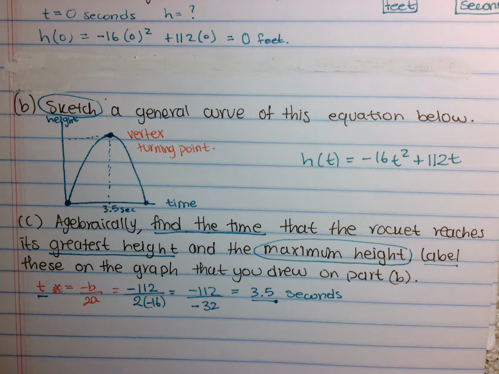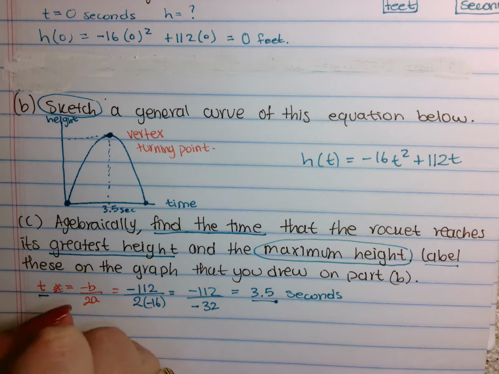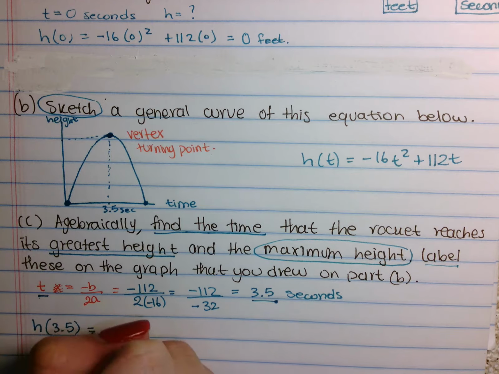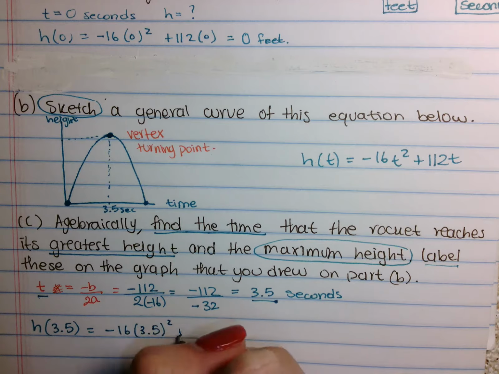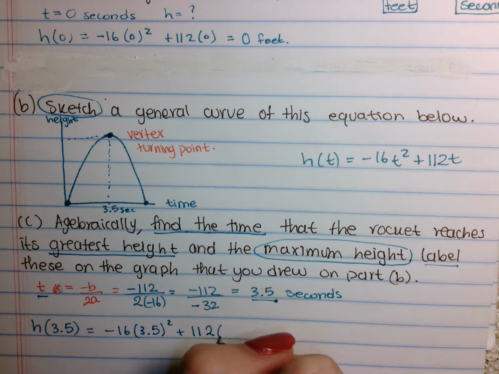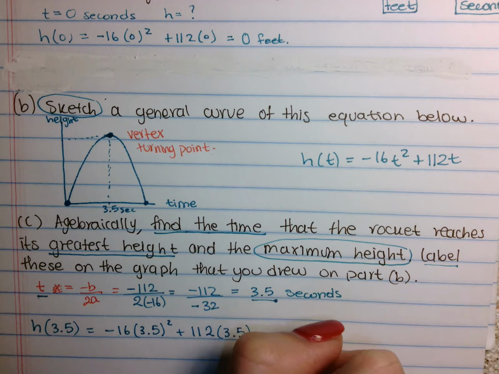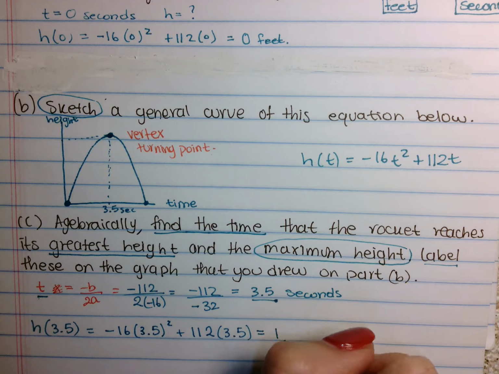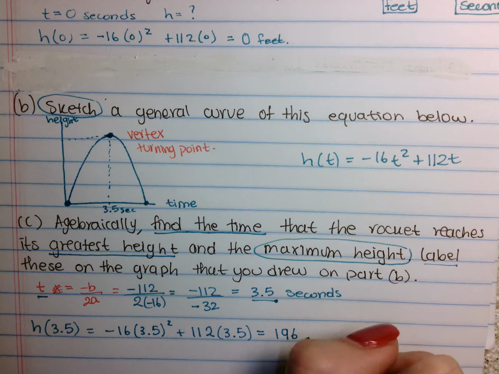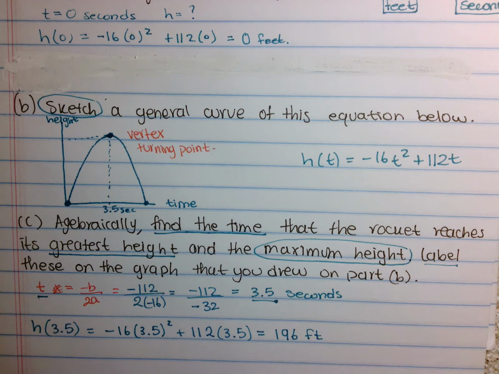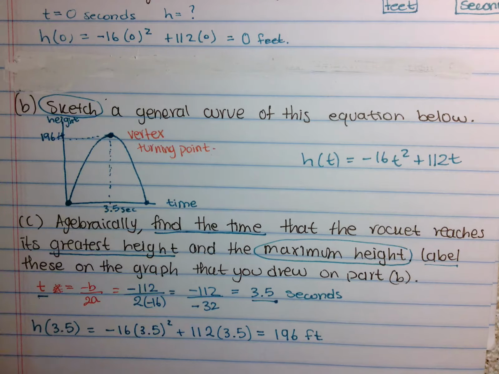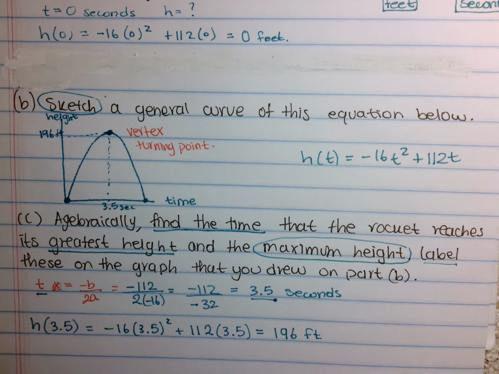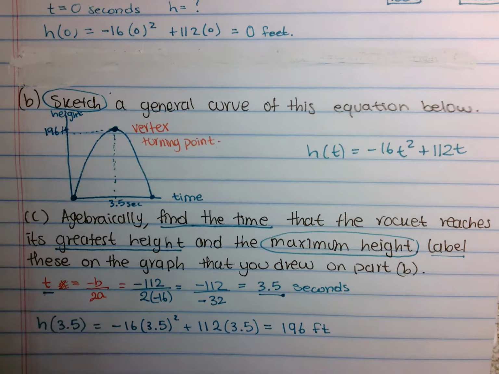All right, let's find the height now. So that was when we plug it back into our formula. Now we're looking for h of 3.5. So I'm plugging 3.5 into the formula: negative 16 times 3.5 squared plus 112 times 3.5. Put that all in, and you should get 196. Because this height is in feet, we're going to write feet. And again, let me label it here. That was 196 feet. All right, cool. I found my vertex point. Awesome. Let's keep going.